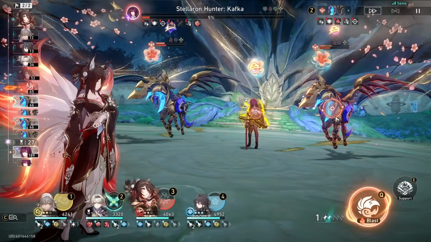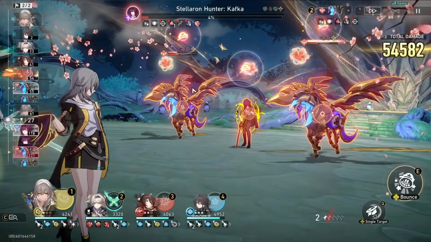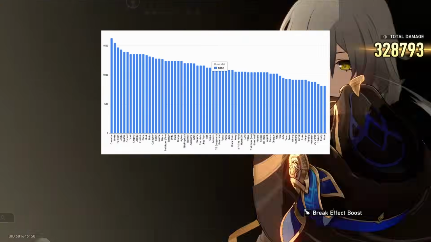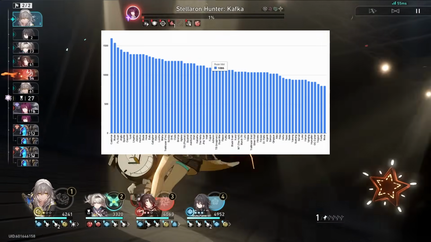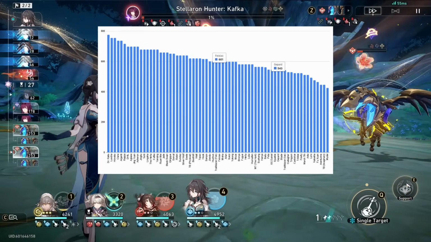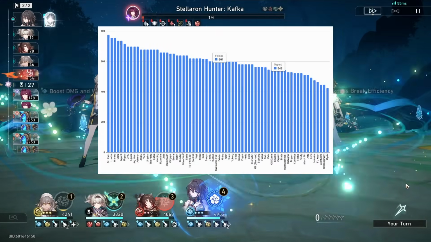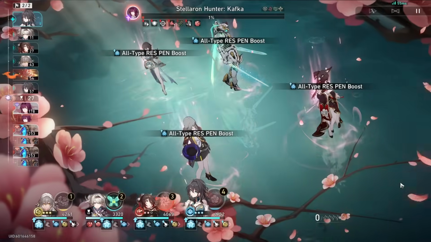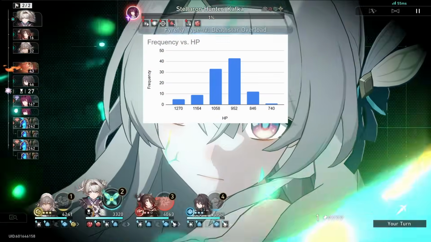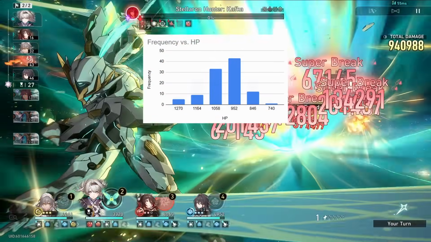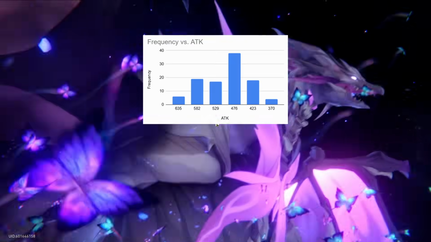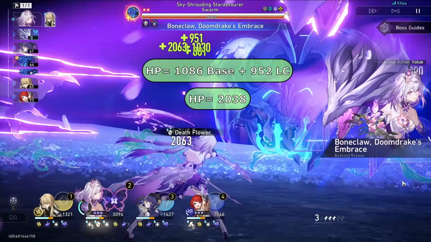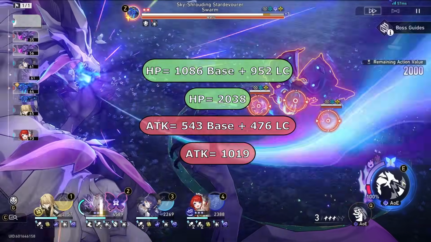Firstly, we need the base values which the HP and attack scale off of, that being the character and their light cone. For this, I'll be using the median HP of our characters, that being 1086, and not the median attack, but a number of 543, which you'll see why I chose that number soon. For our light cones, I found the median again, which is 952 for HP and 476 for attack. Totaling it up, we get a kind of average HP of 2038 and attack of 1019.